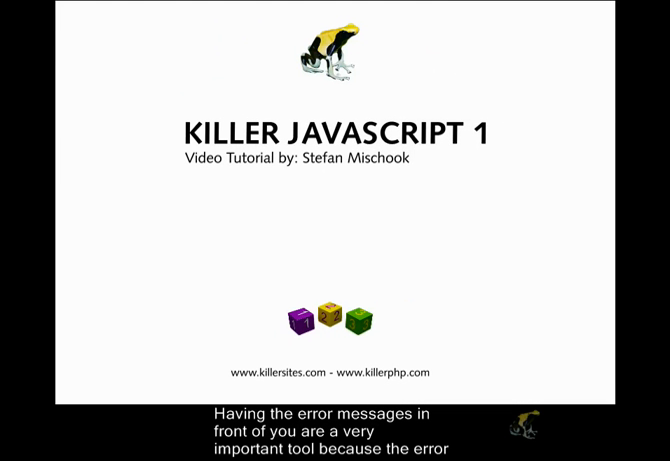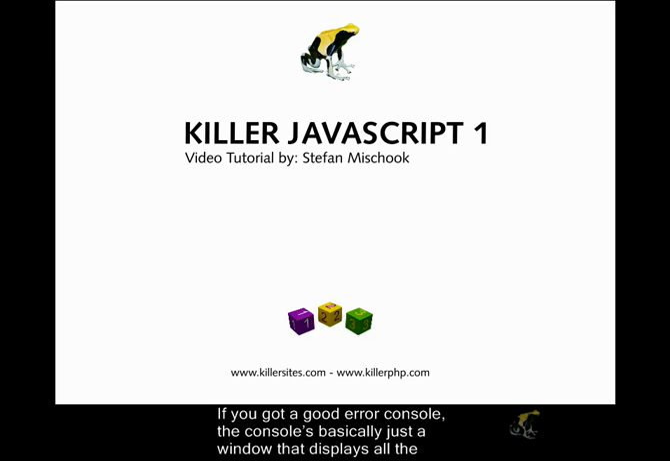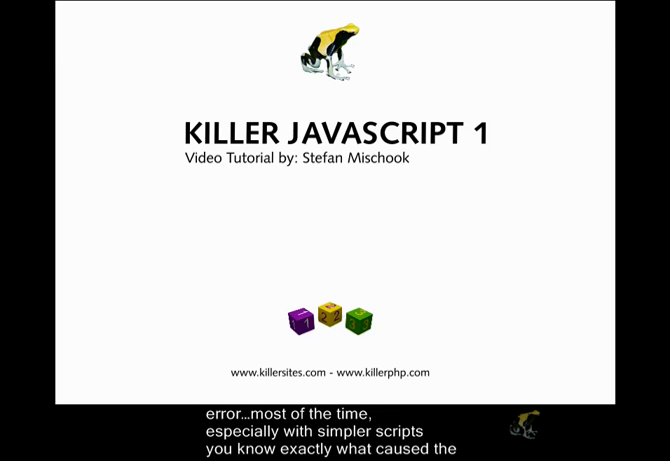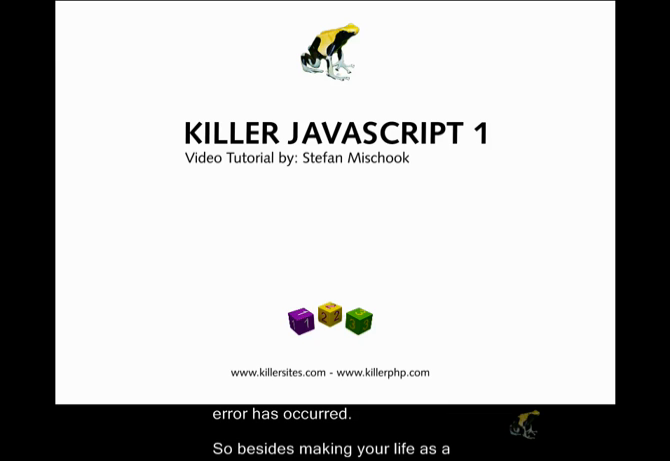So having the error messages in front of you is a very important tool because the error messages basically tell you pretty much what's going on. And if you've got a good error console, the console is basically just a window that displays all the text errors. If you have a good error console, not only will you know what may have caused the error, most of the time, especially with simpler scripts, you know exactly what caused the error, but more importantly, the good error consoles will actually point out where the error has occurred.